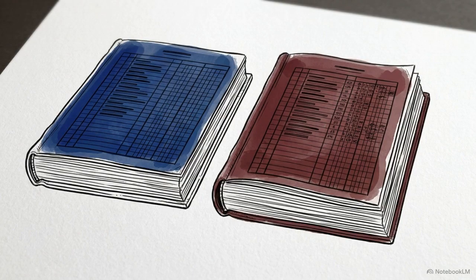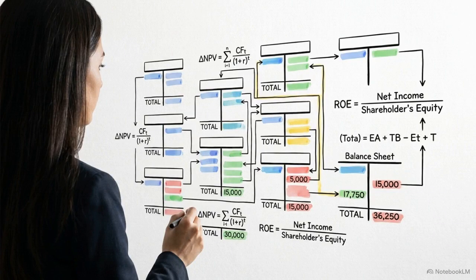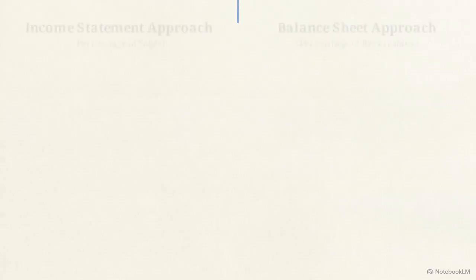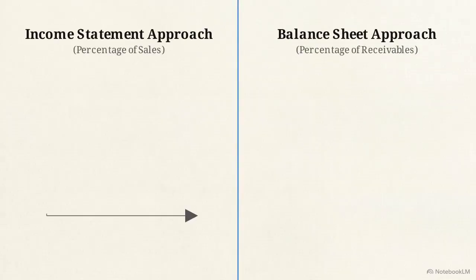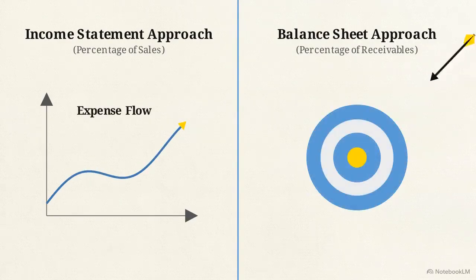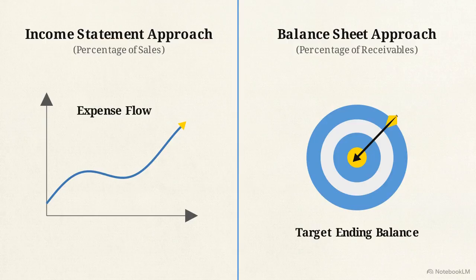GAAP strictly requires this allowance method, but it permits two distinct mathematical approaches to calculate it. Mastering these pathways allows financial professionals to deconstruct financial statements and reverse engineer missing cash flow data. The structural difference between the two approaches lies in their objective. One calculates the journey of the expense, while the other dictates the destination of the ending balance.